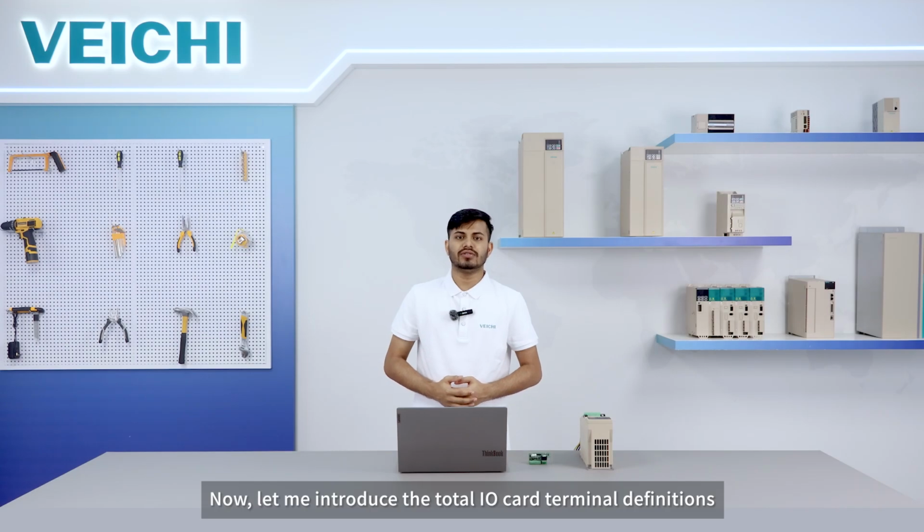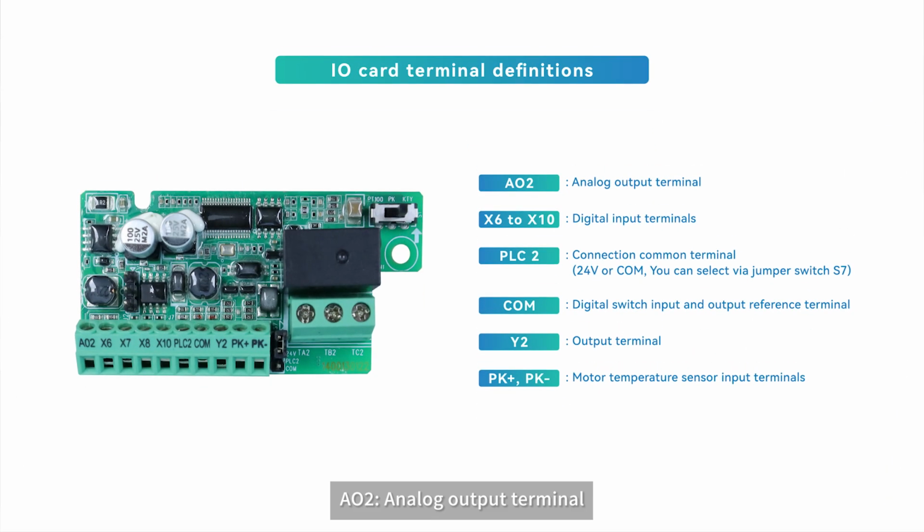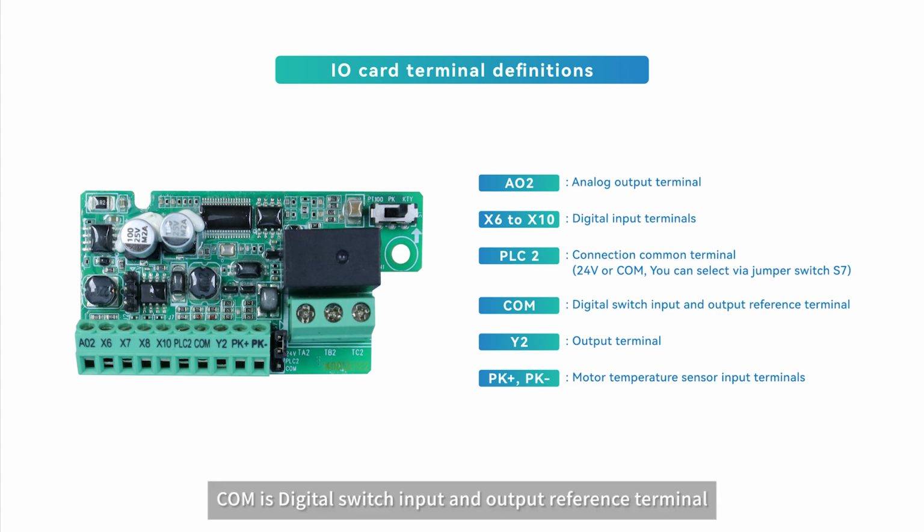Now let me introduce the total I/O card terminal definitions. AO2 analog input terminal, digital input terminals from X6 to X10, PLC2 connection common terminal. COM is digital switch input and output reference terminal. PK plus and PK minus motor temperature sensor input terminal.